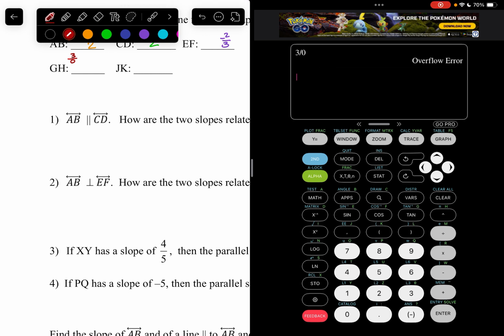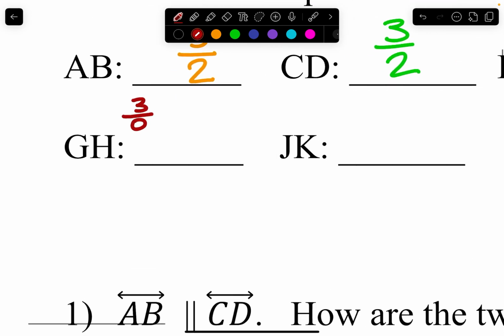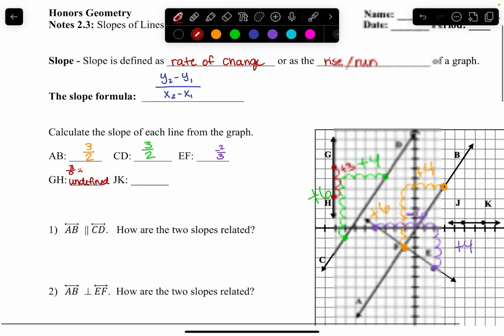Essentially, you are not allowed to divide by 0. I think in your calculator, it'll just say error on there, okay? And that's because 0 can never be in the denominator of a fraction. So instead, we need to write our slope as undefined. 0 on the bottom is bad, okay? We don't like that. 0 on the bottom is bad.